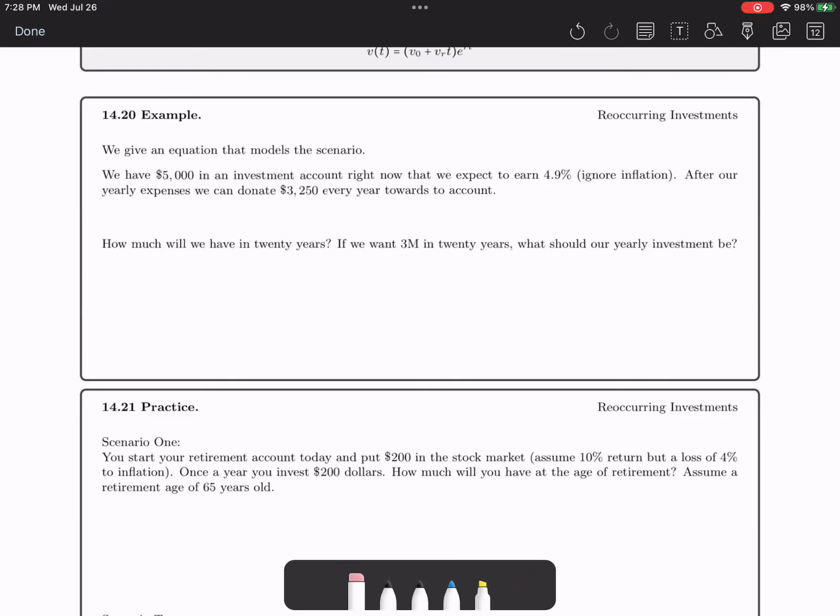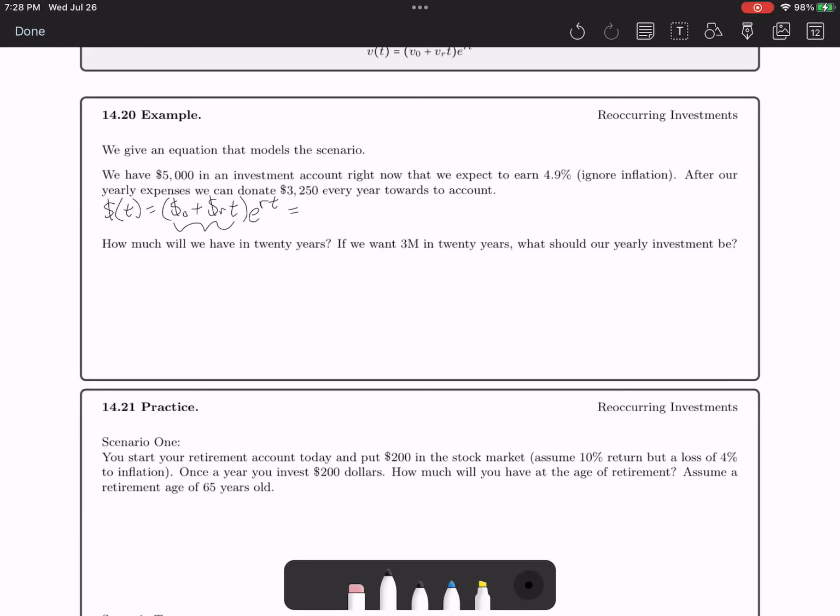So the equation that we're going to use to model this, the value of the account as a function of time, will be the initial value plus a recurring investment times time, times e to the rt, where t is time. Right, so this really gives you a straight line.